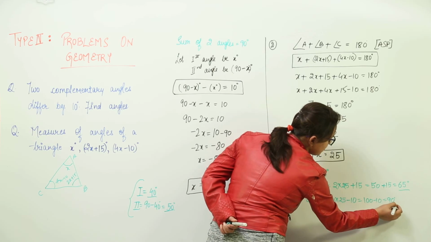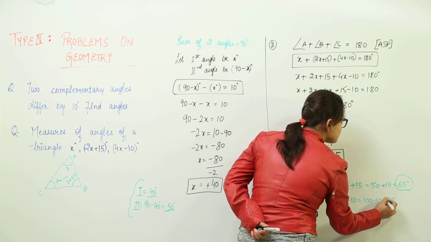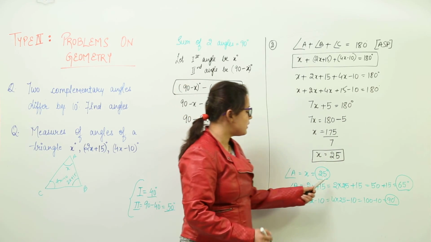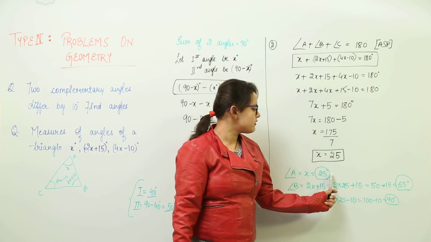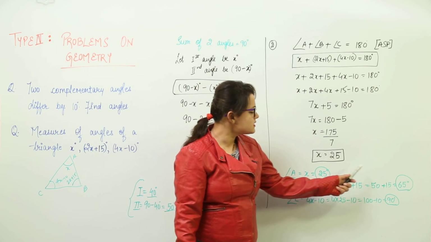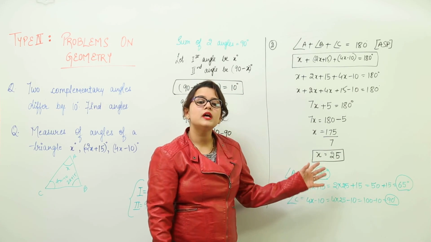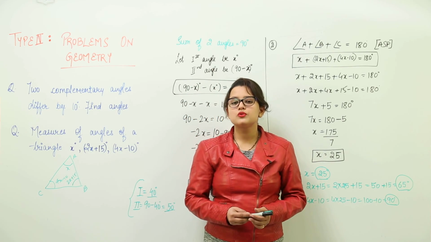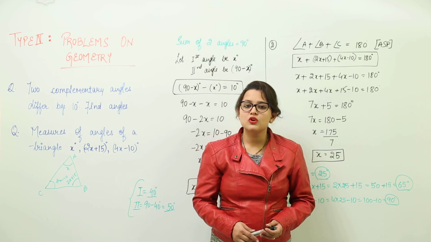Now you can check your answer also. The sum of all three angles of a triangle must be 180 degrees. What is 25 plus 65 plus 90? 65 plus 25 is 90 in itself, and 90 plus 90 makes 180. So the three angles that we have found for this question are perfectly correct. These are the types of questions that you can get based on geometry.